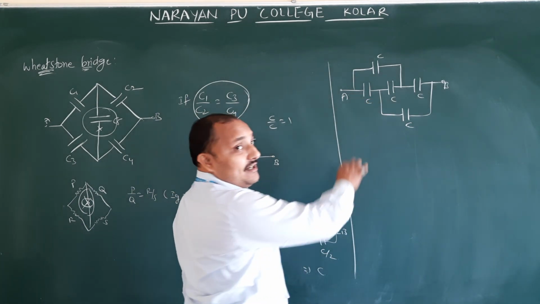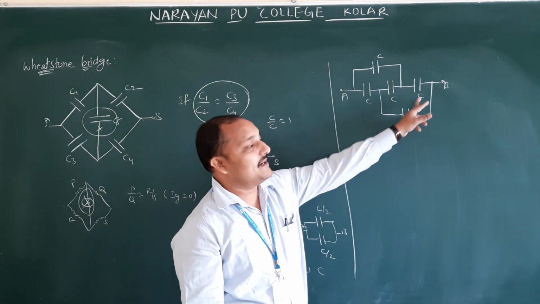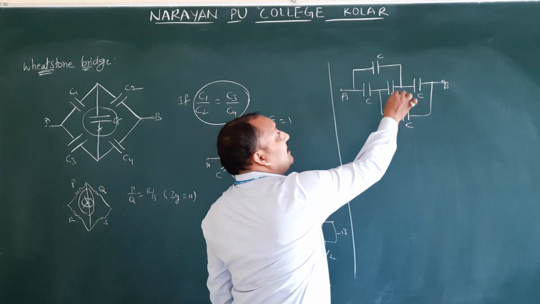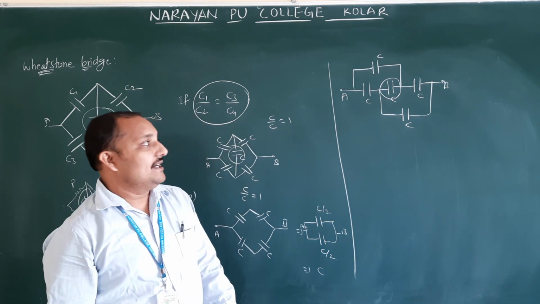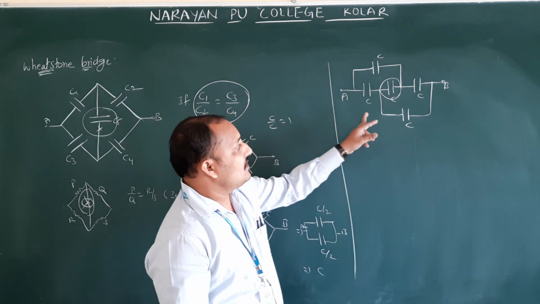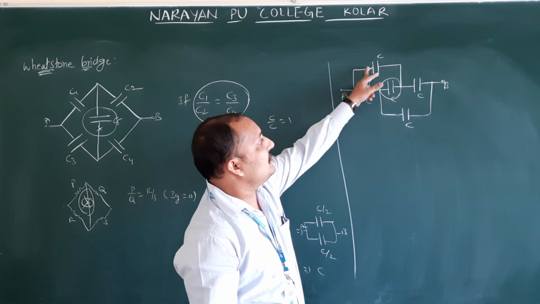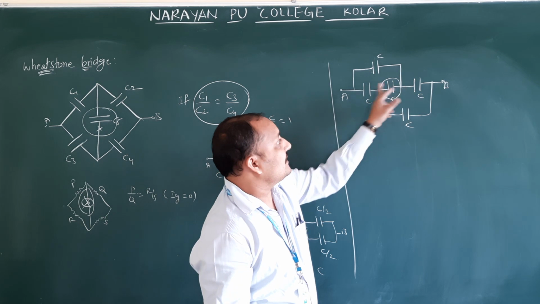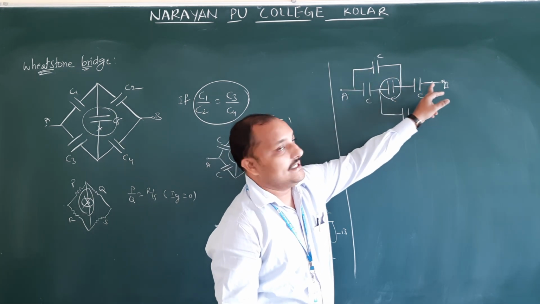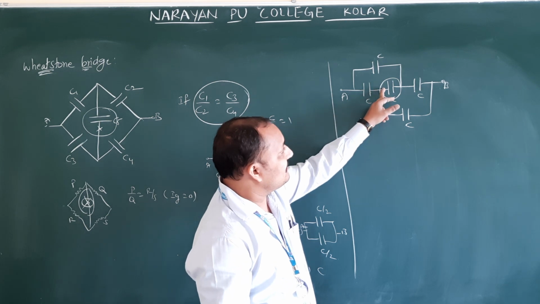Here C1 is this one, C2 is this one. So C by C is equal to C by C. Therefore, the center one, this one, is going to be removed. After removing this one, how are the capacitors connected? It is starting from A. So from A we should go like this. Then this one and this one are connected in series. Again we have to start from here. We should come like this because this one we removed.